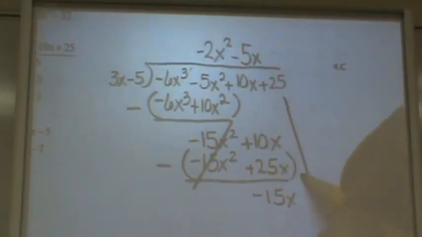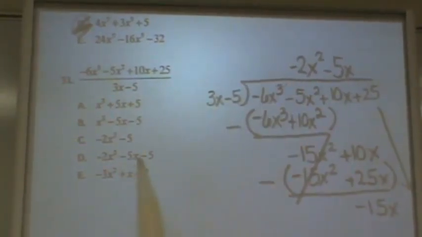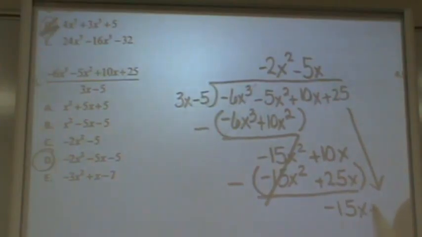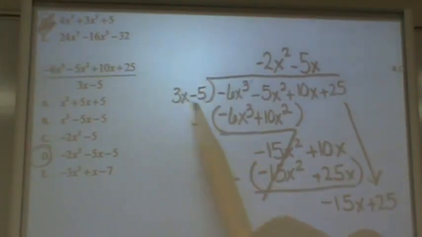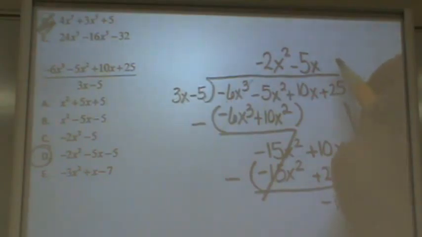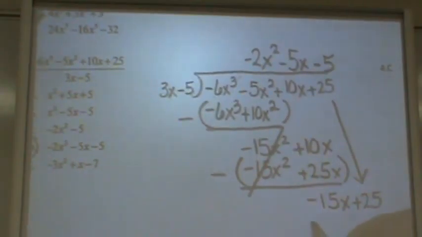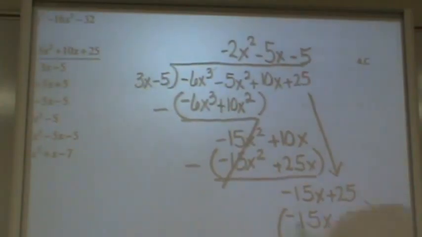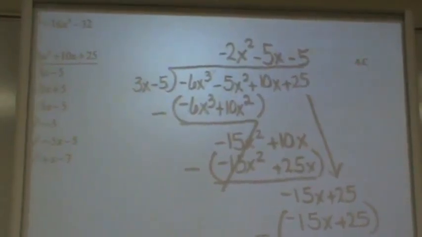And the last thing we're going to bring down, we probably already see the answer, and it is going to be D. I can predict that. But let's continue on. Bring down your 25, and 3x times what is -15x, and that would be -5. And when you multiply this, you end up getting -15x plus 25, and when you subtract, these zero out. So that was the correct answer, D.